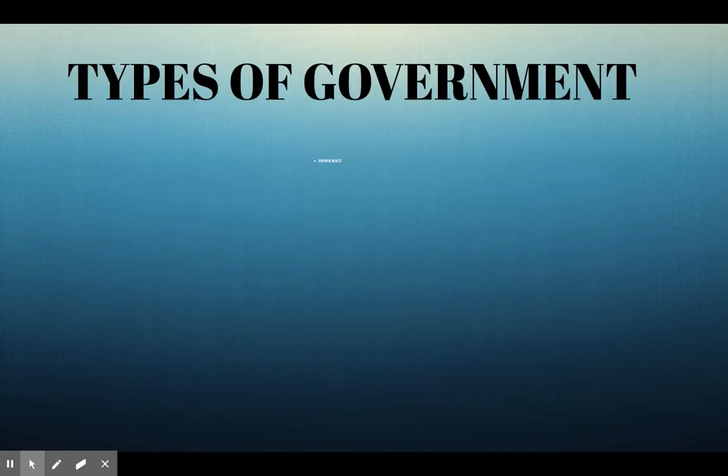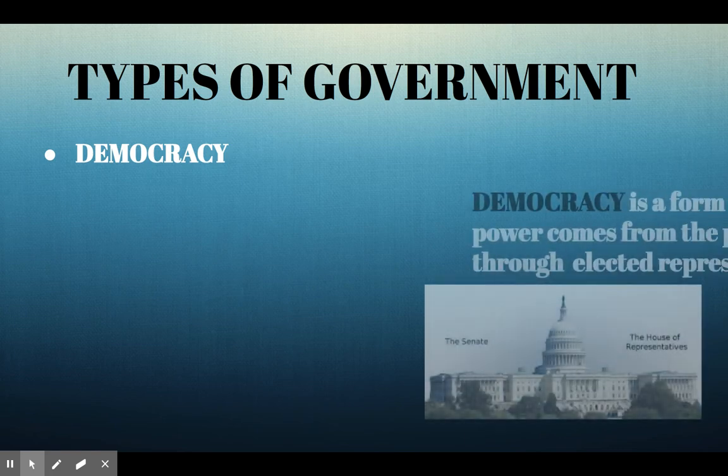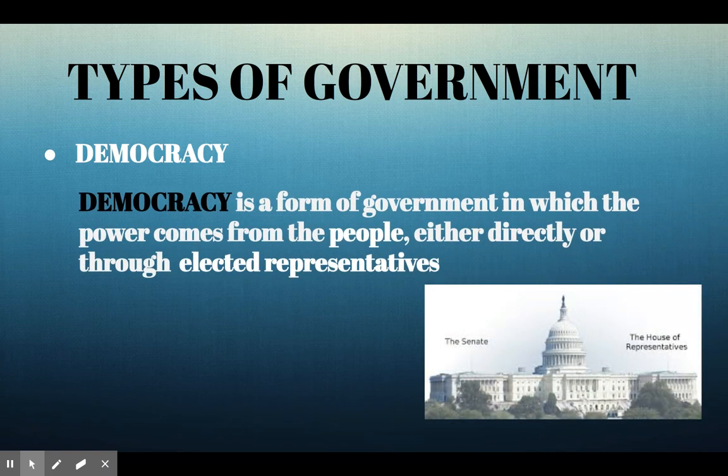Types of government. Our first one, a democracy. Why did I put it first? Because that's what kind of government we have. So what is a democracy?